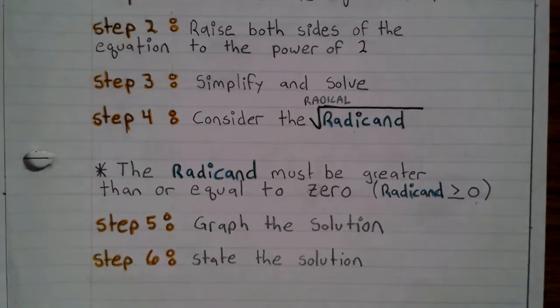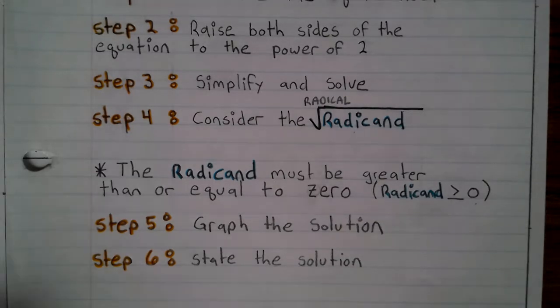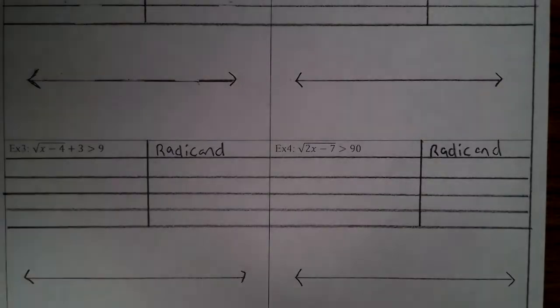The radicand must be greater than or equal to 0. Step 5, graph the solution. Step 6, state the solution. Okay, so if you would, complete your notes. Now your notes are complete. Let's take a look at the examples.